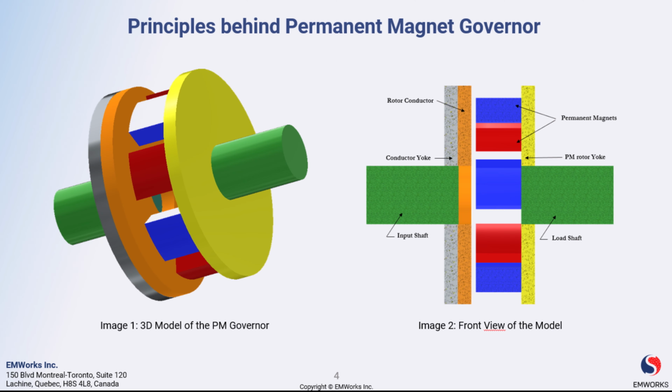Moving ahead, the governing mechanism typically consists of a rotating disc mounted on the shaft whose speed needs to be controlled. This disc contains permanent magnets arranged in a specific configuration. As the shaft rotates, the magnets interact with other magnetic components to regulate the speed. As shown in the image, including the 3D model and the front view of the permanent magnet governor.